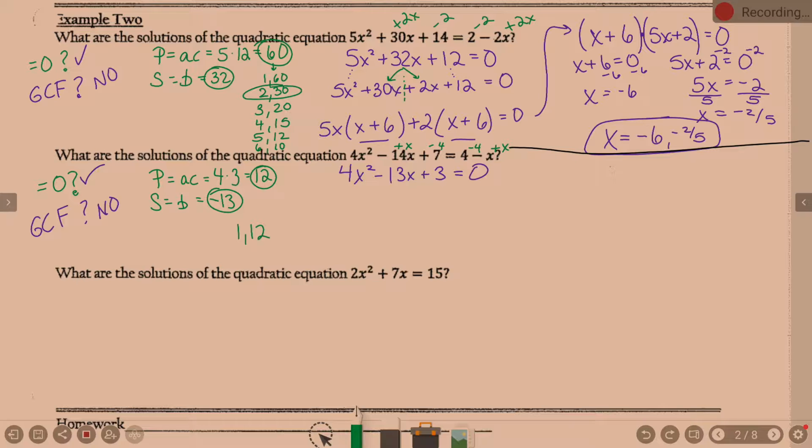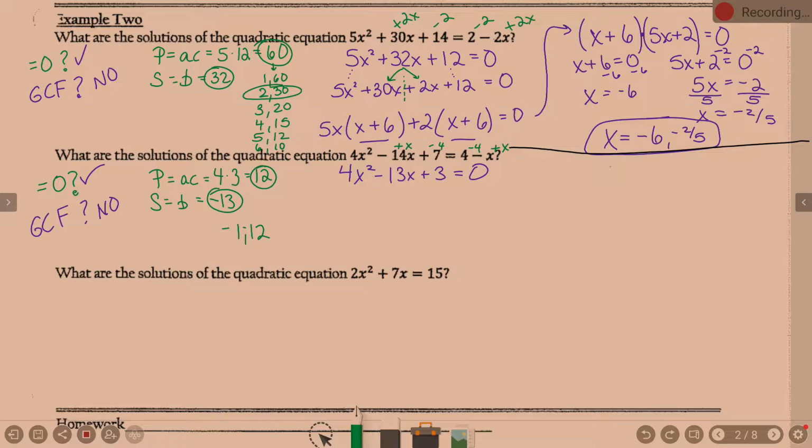Now, I ask these questions every time. How do two numbers multiply to be a positive? Same sign. Both signs the same. Both positive or both negative. Since we add to be negative, they both have to be negative in this case.